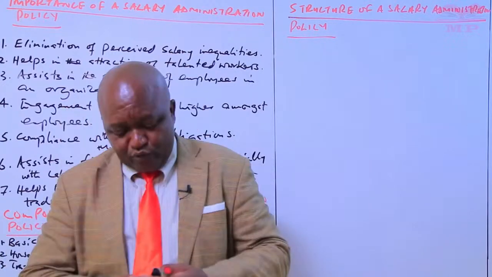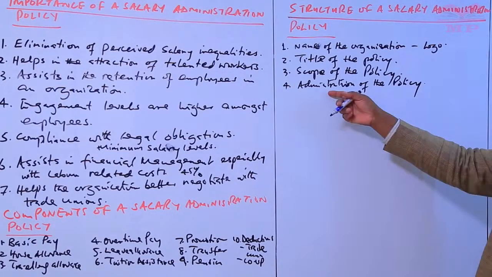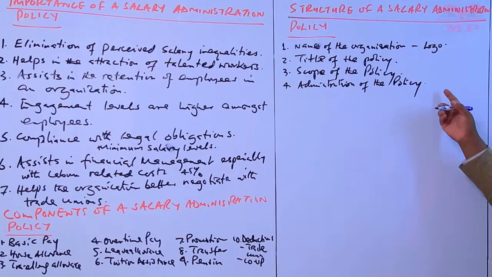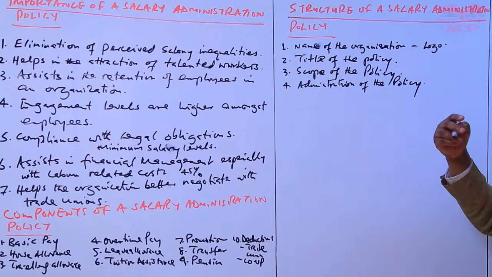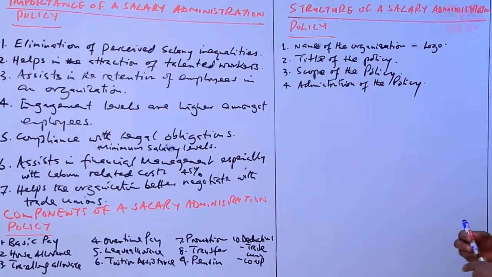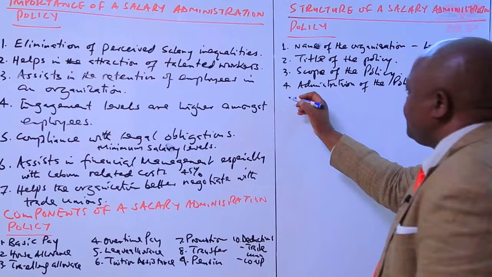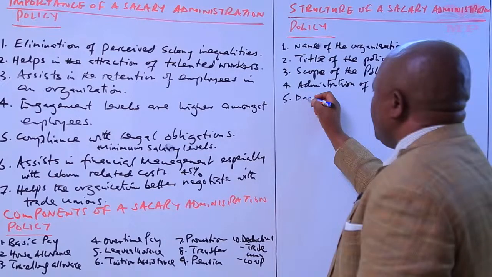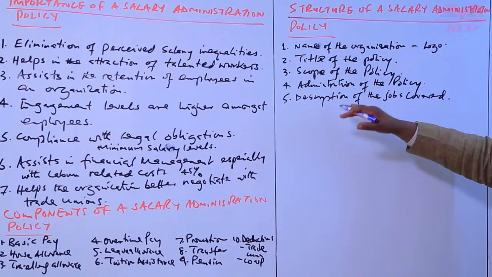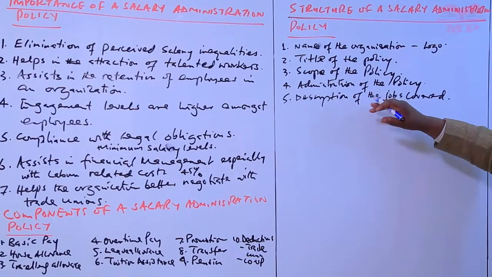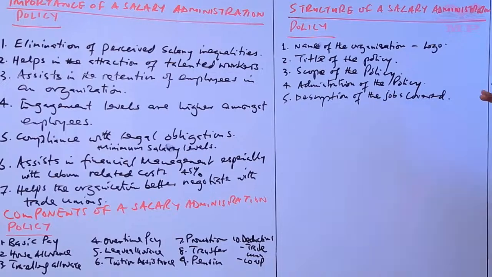So one, the name of the organization. It can also have a logo. The policy will be administered by the Human Resource Department or Human Resource Section. So the administration of the policy has to be indicated so that if there are questions, those questions are directed to that particular department or section. Then the description of the jobs covered. Here could be human resource jobs, marketing jobs, and so on. So the description could be included.